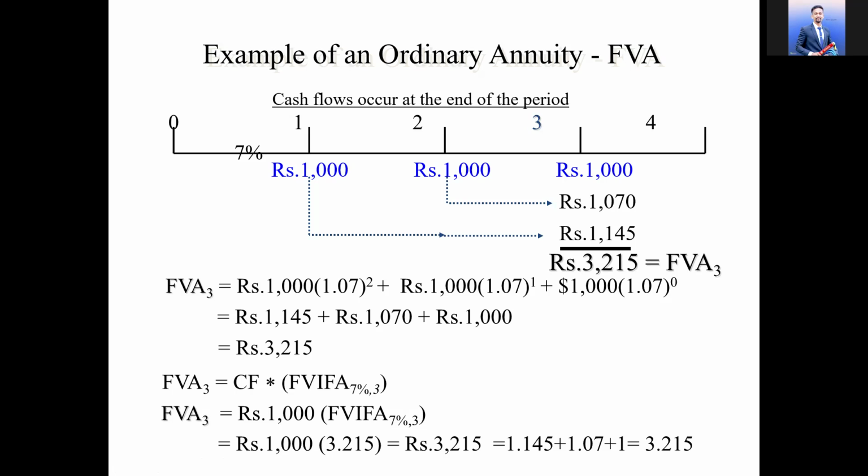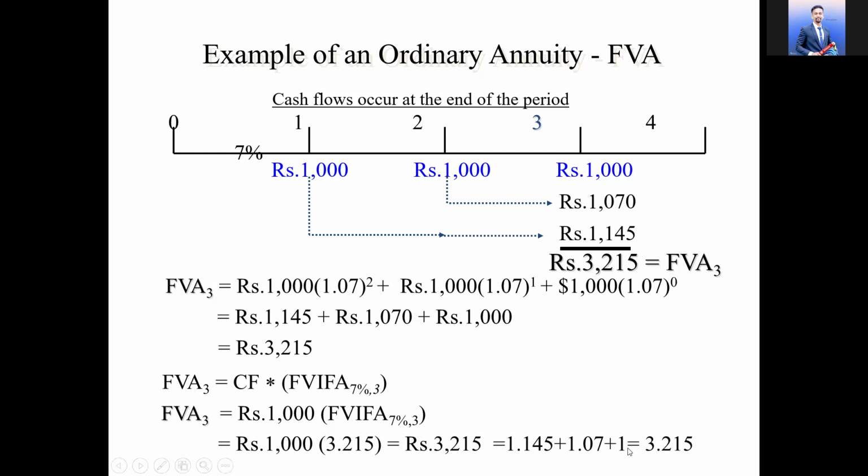The other way, we can see the connectivity with the future value compound interest calculation we learned, future value interest factor, and how those tables are connected with the future value ordinary annuity tables. If you invest 1,000 rupees for 3 years at 7%, the future value interest factor table shows 1.225. If you invest 1,000 rupees for 1 year, the table shows 1.07.